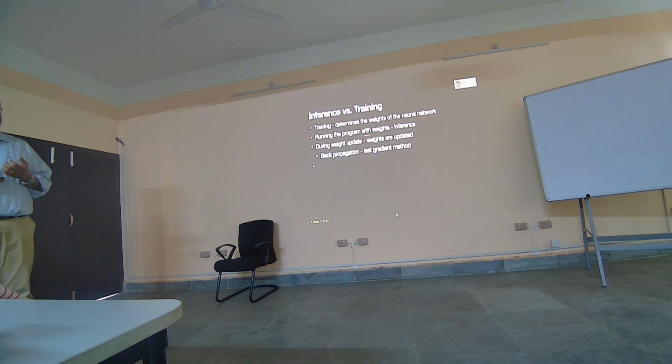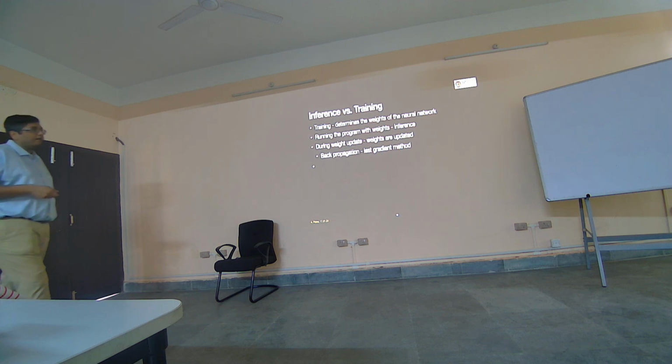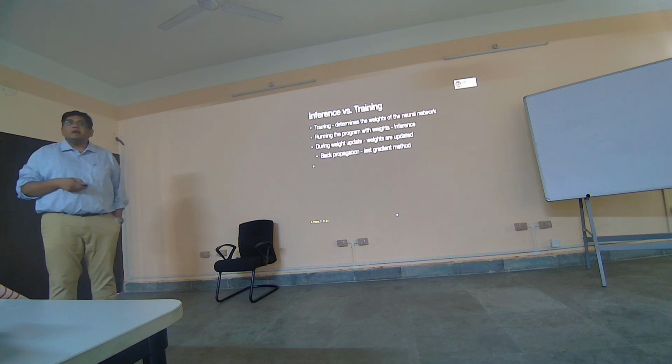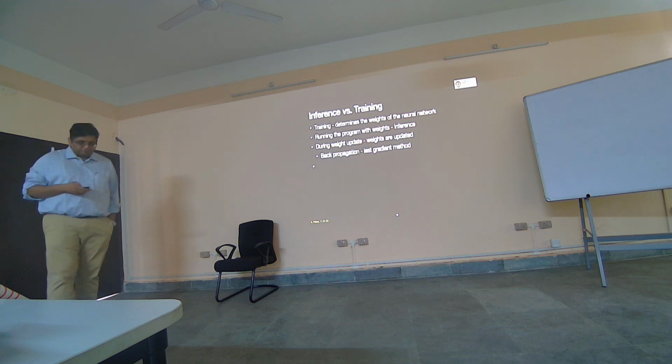And during weight update, that is when you're doing the training, the weights are updated. So there are multiple algorithms available for weight update. The most important one is backpropagation. If you look at most commercial hardware in machine learning, most of it implements the backpropagation algorithm.